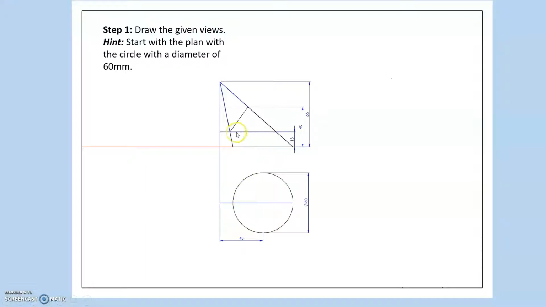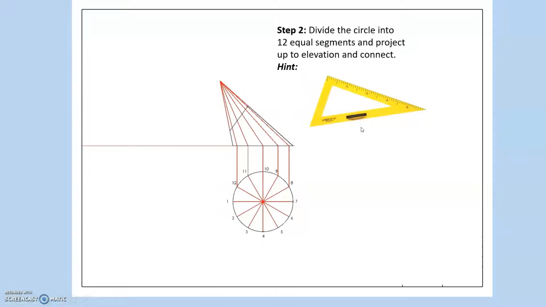To find the cut in the elevation then, it's simple enough. We're going to draw a light line across 15 mil and a light line across 40 mil up from our base. That's going to give us the low point of the cut and the high point of the cut up here.